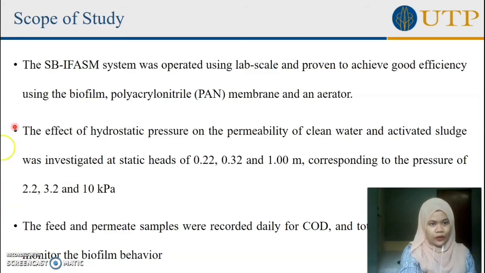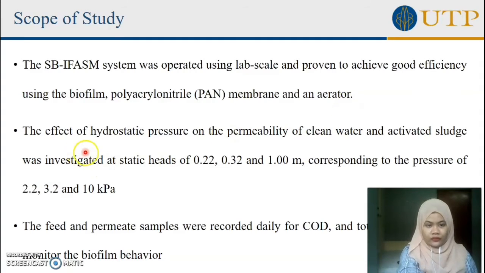Next, as for the scope of study, the SBI FSM system was operated using lab scale and proven to achieve a good efficiency of COD removal by utilizing the biofilm, pen membrane, and also an aerator. This aerator was actually meant to supply the oxygen for the biofilm, as biofilm cannot survive without two things, which are organic nutrients and also oxygen supply.